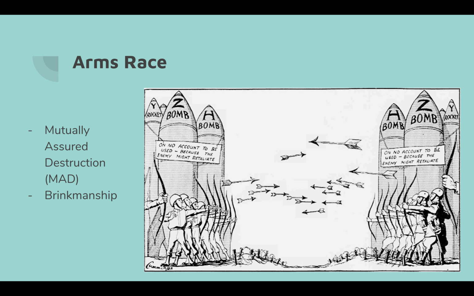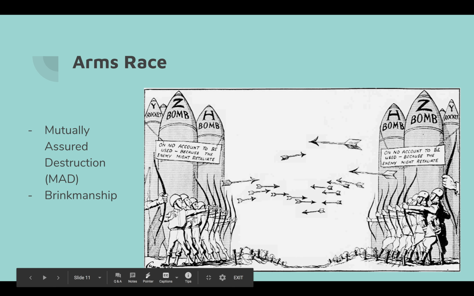And that's what we call brinksmanship, right? And I think this political cartoon is a good example, right? Both sides have these giant bombs behind them, right? Except the bombs say, on no account to be used because the enemy might retaliate. And both sides say that. And then what are the two sides throwing at each other? They're throwing bows and arrows, right?